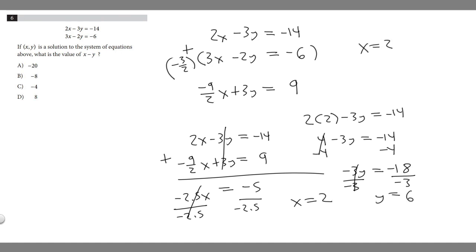So we know x equals 2 and y equals 6. They're asking us what is the value of x minus y. x is 2 and y is 6, so it's 2 minus 6. 2 minus 6 is going to be equal to minus 4. This right here is going to be our answer. If we look at all these, C is minus 4, so our answer to this problem is C.